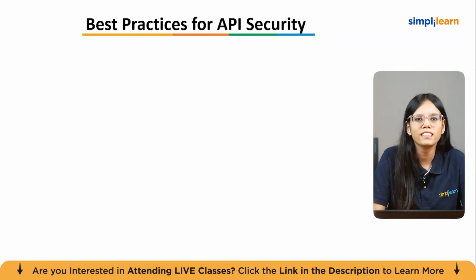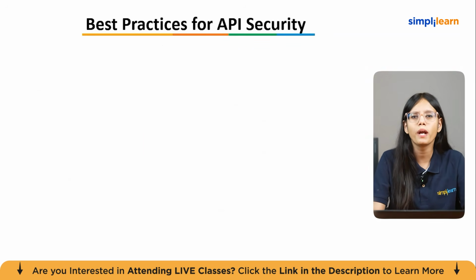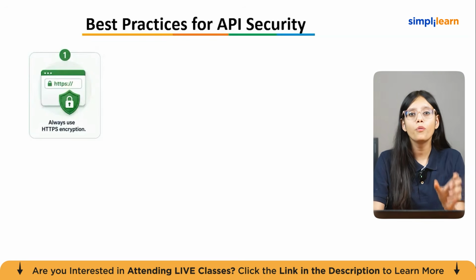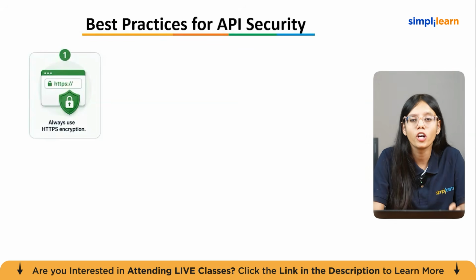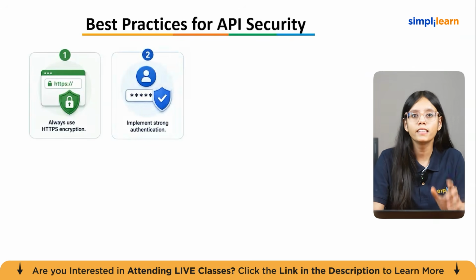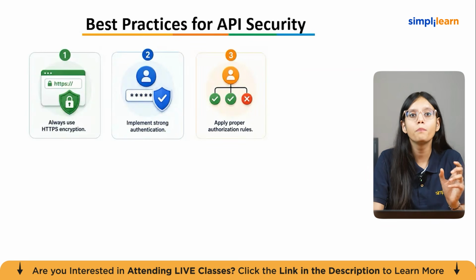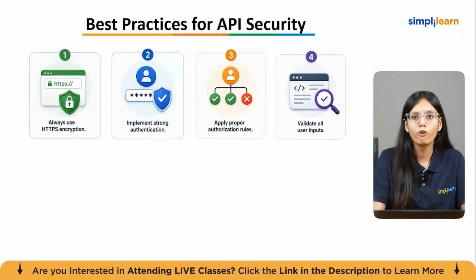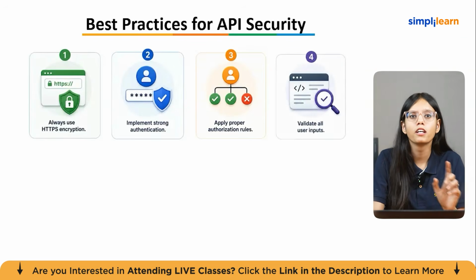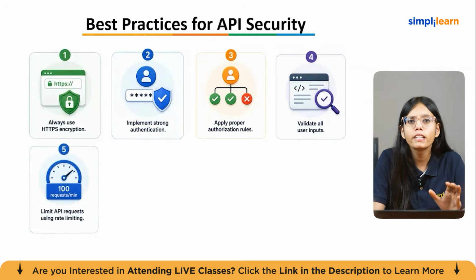Now let's summarize our topic by discussing the best practices for API security. So the best practices include, number 1, always use HTTPS encryption, that is Hypertext Transfer Protocol Secure. Step 2, implement strong authentication. Third, apply proper authorization rules. Fourth, validate all user inputs. Fifth, limit API requests using rate limiting.